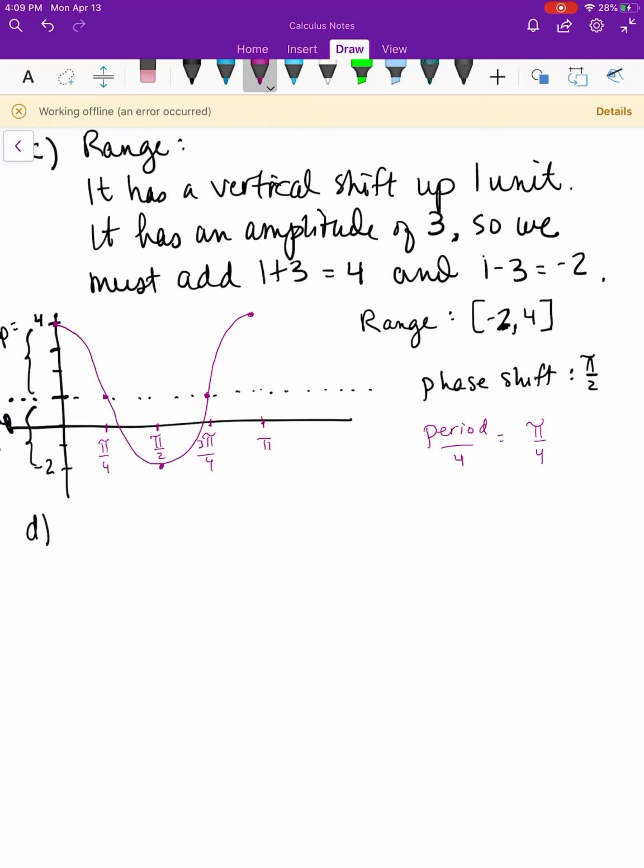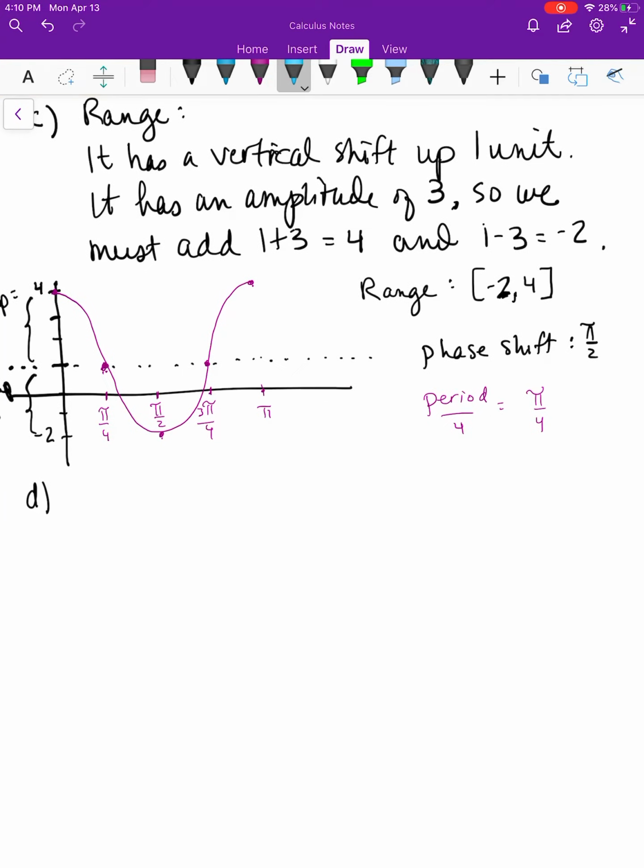So what I mean by that is if I take my period divided by 4, then it tells me these are going to be my stops. I'm at the highest at 0, then it goes down to 0 at pi over 4, then to the lowest at pi over 2, and then back up to 0 at 3 pi over 4, and then back up to the highest at pi, because it's completing a cycle in pi radians.